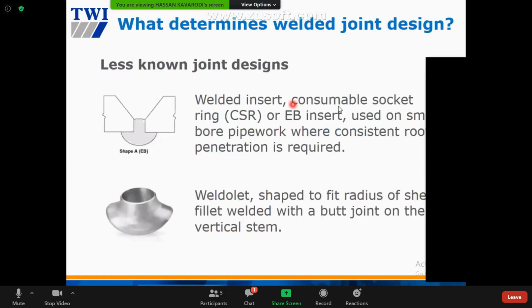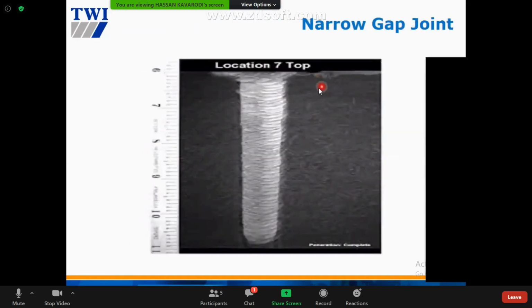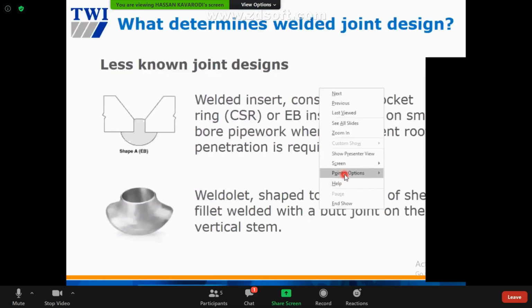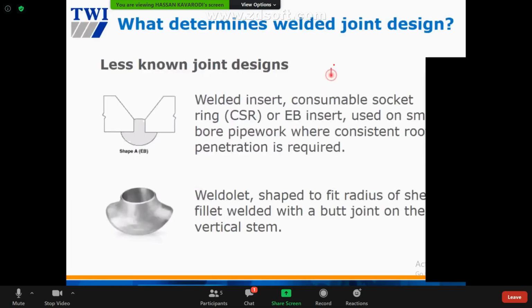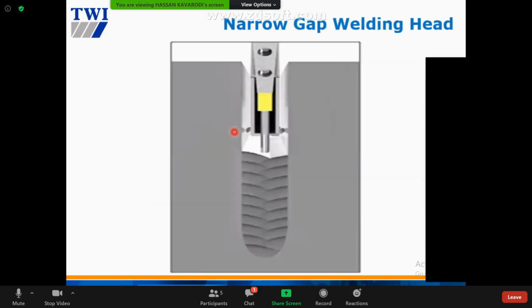Normally this applies to the consumable socket ring here. Normally applied in the TIG process, TIG welding using this consumable socket ring. Okay? And then we have narrow gap joint, narrow gap welding height.